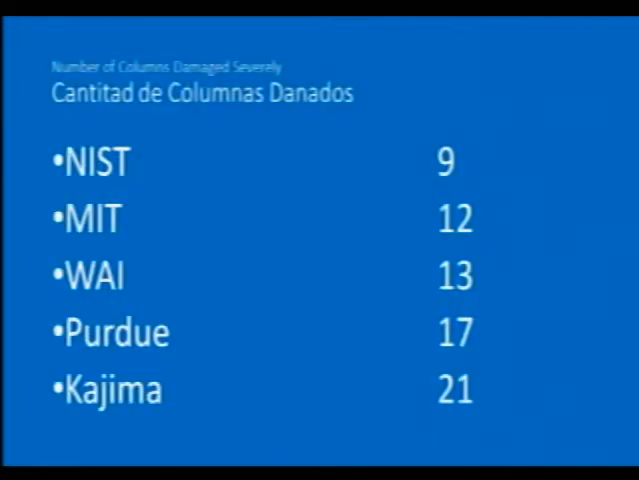And just to give you an interesting result, NIST made the same study. They said 9 columns broke. MIT, 12. WAI, 13. Purdue, 17. Kojima, the Japanese were interested. You know why? Because Japanese steel had been used in the building, and they were sensitive. But the guesses range from 9 to 21, and on this basis, I cannot tell you who is right, who is wrong, using data derived from the September attack.